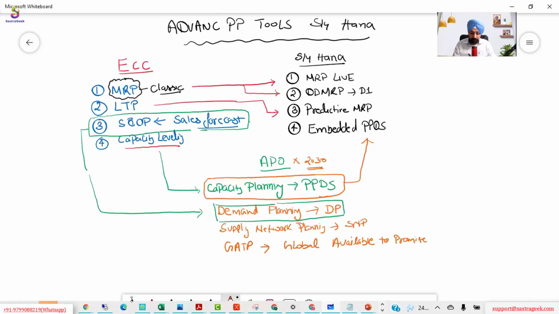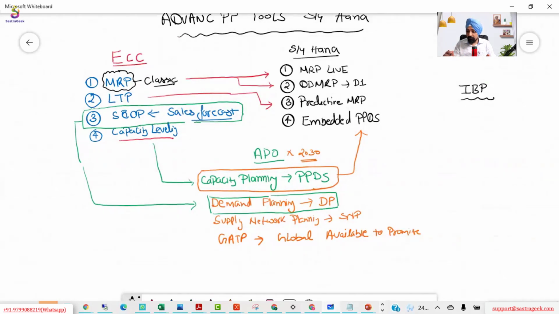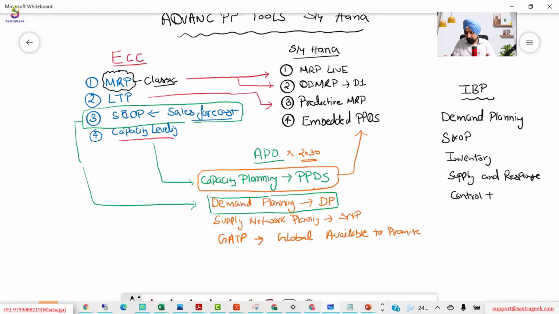Now I'm writing another thing here, which is my IBP. The IBP is now another tool. IBP also has a demand planning tool. IBP now has multiple features. It has demand planning. S&OP is also there. Demand planning forecasting is separate. S&OP is separate. And then it also has a module related to inventory response. And it also has supply response. Then it also has some kind of control tower. These are the modules in IBP.